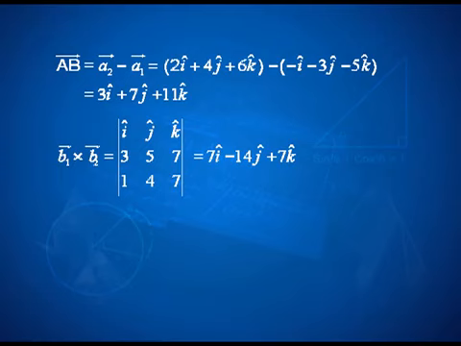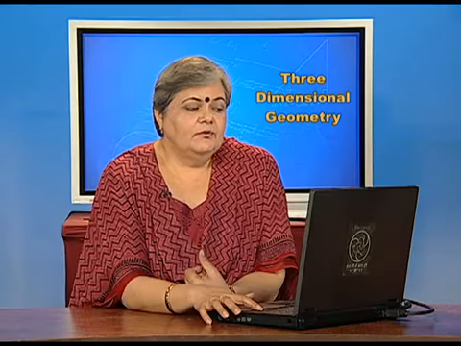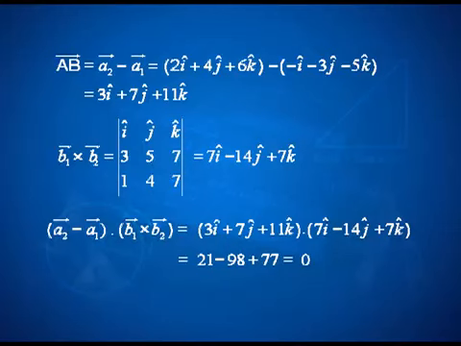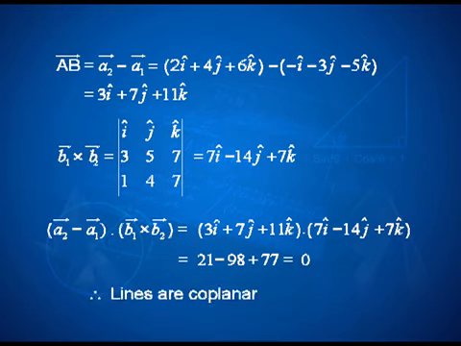Using again the determinant form, I get b1 cross b2 to be a vector same as 7i cap minus 14j cap plus 7k cap. What do you have to do now? Verify that AB is perpendicular to b1 cross b2. So, find the dot product, and as you can see here, the dot product turns out to be 0. That implies that the lines are coplanar.